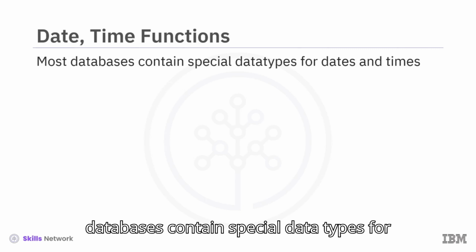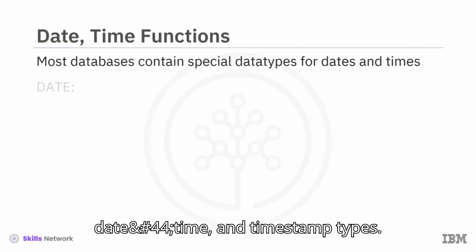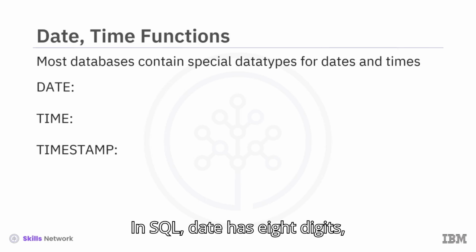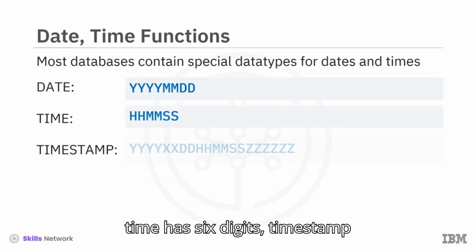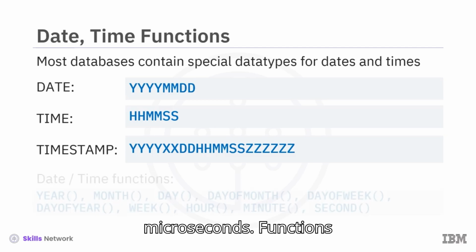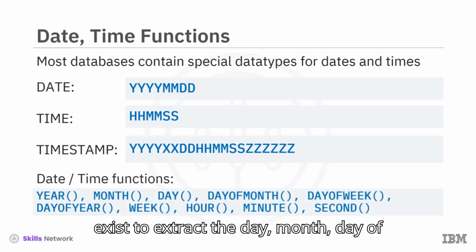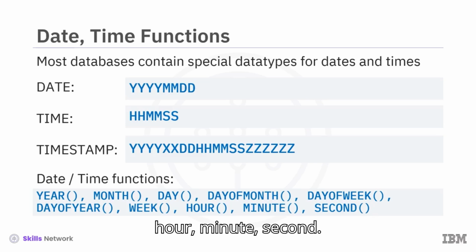Most databases contain special data types for dates and times. SQL contains date, time, and timestamp types. In SQL, date has 8 digits. Time has 6 digits. Timestamp has 20 digits, where XX represents month and ZZZZZZ represents microseconds. Functions exist to extract the day of week, day of year, week, hour, minute, second.